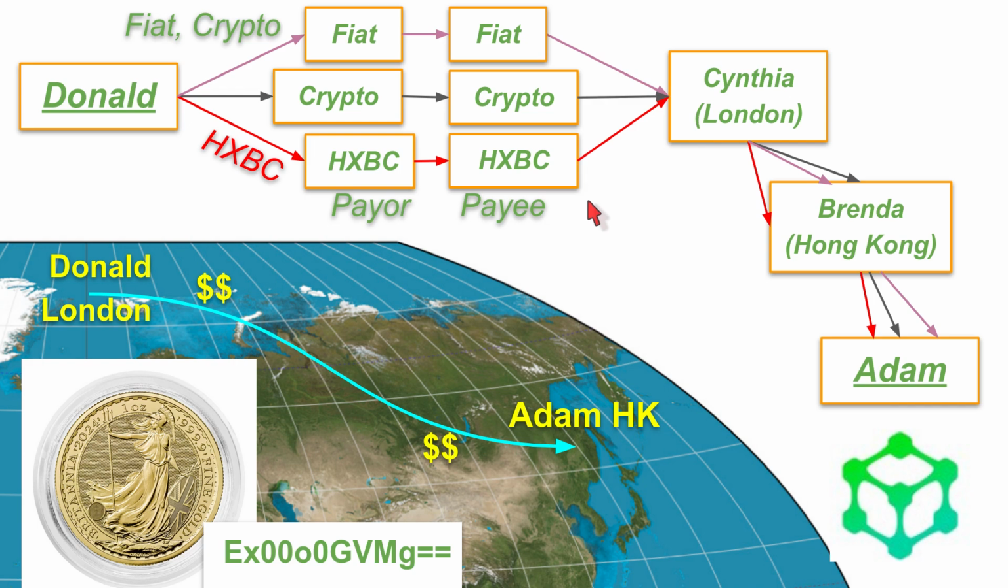The arrows and boxes representing Donald and Cynthia show that Donald has options to pay Cynthia in national fiat currency, cryptocurrency or hash bullion. Each of the payor or pay boxes corresponds to a functional component, which include bank accounts in real life, cryptocurrency wallet or hash bullion account, which Donald and Cynthia own and use.